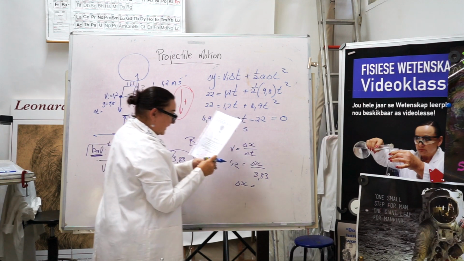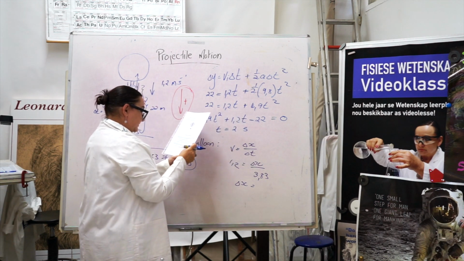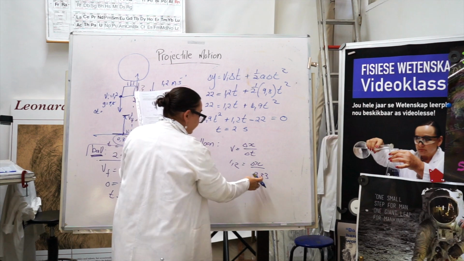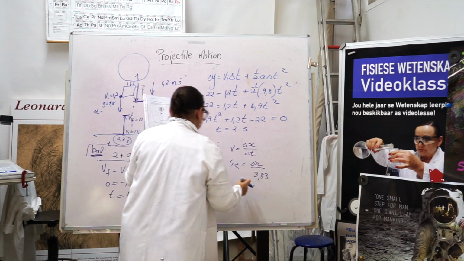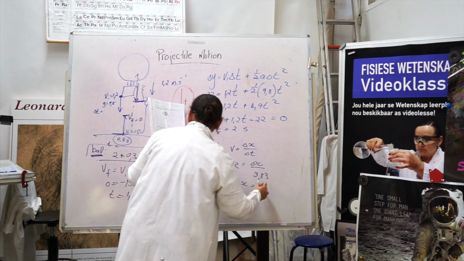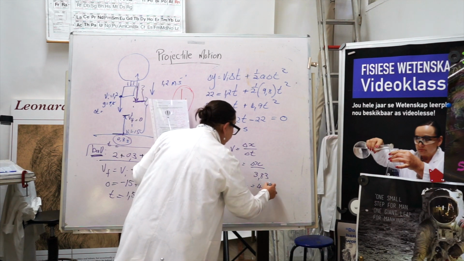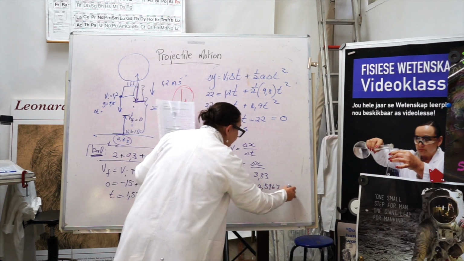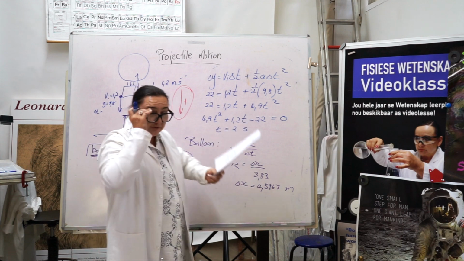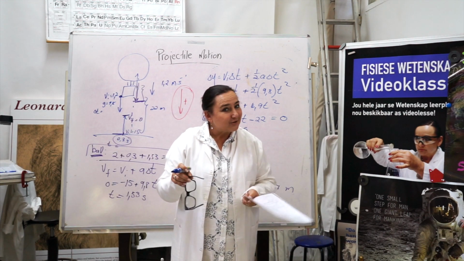And I do get then the distance traveled. Let me just see where I worked it out. I've got 3.83 times 1.2. I worked it out as 4.5967 meters. But remember, that wasn't the question.